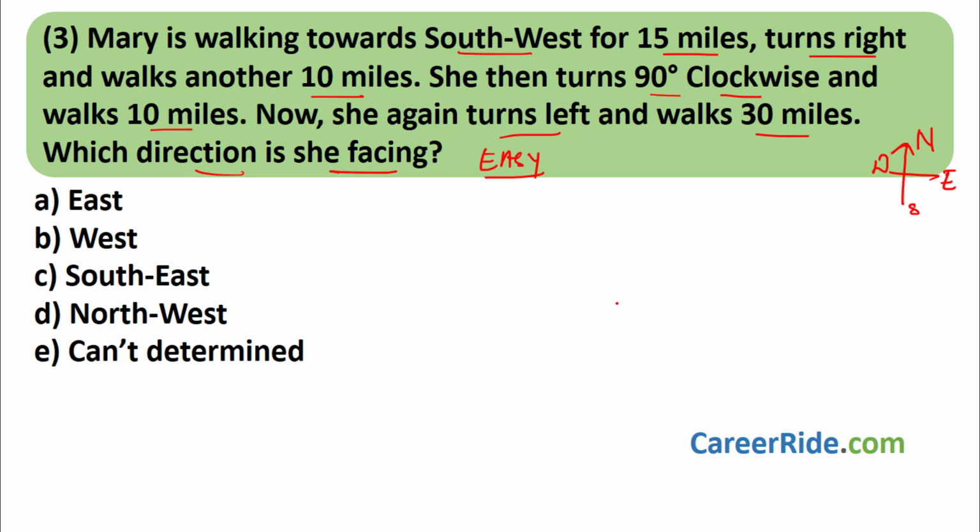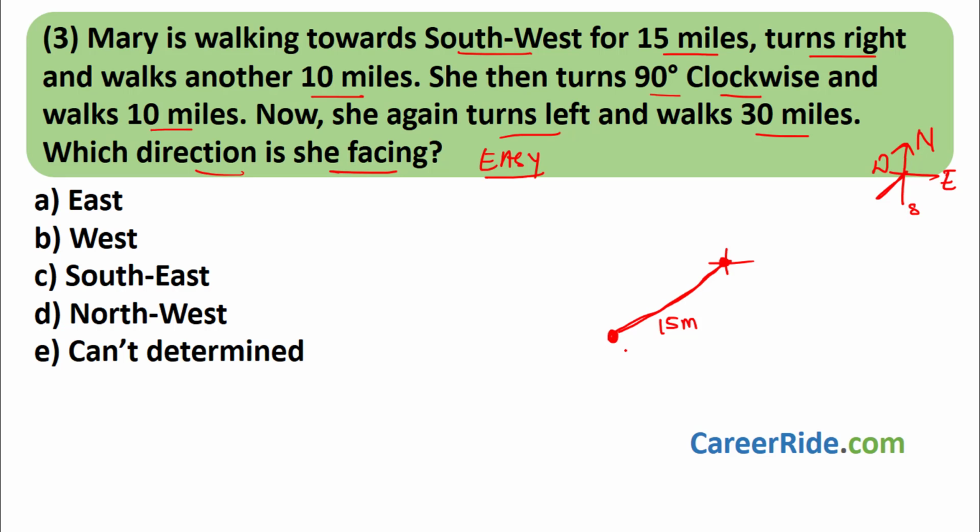Now Mary is walking towards southwest. What is southwest? This is southwest. So Mary is walking southwest. She was over here, and she is walking southwest for 15 miles. Then she turns right. Now have they given by what angle? No, we know that by default she reaches this point.